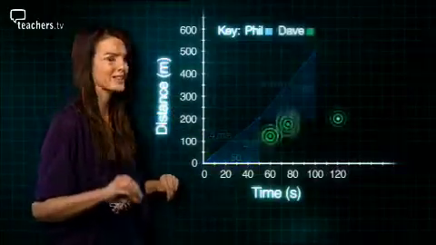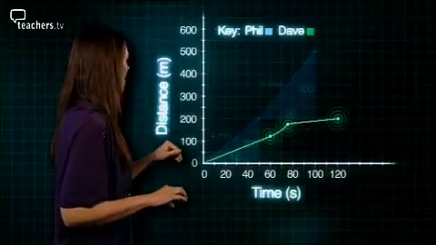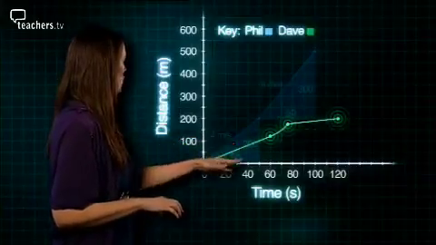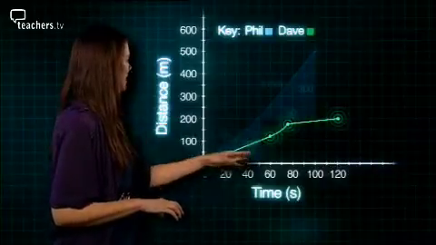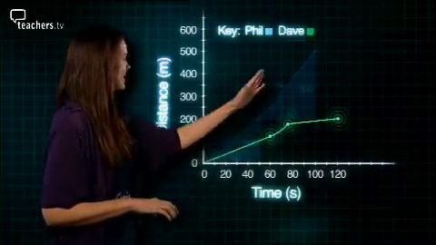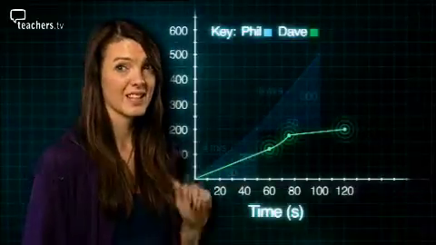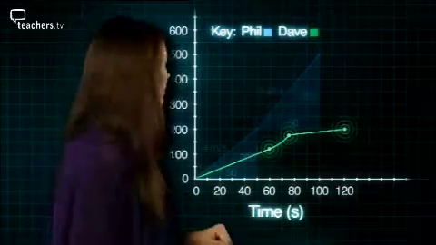And let's compare that to Dave's. Oh dear, Dave. Well, we can see that in Dave's graph, he's got 2 sections that are straight lines, and neither of these are actually as steep as Phil's. So it's pretty clear that Dave was slower throughout the race. Now that is what too many crisps can do to you.